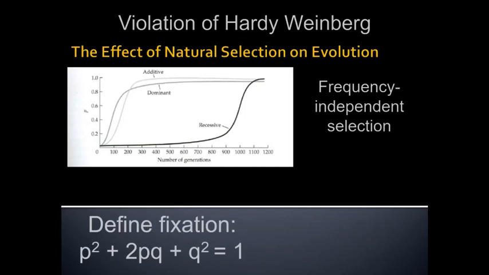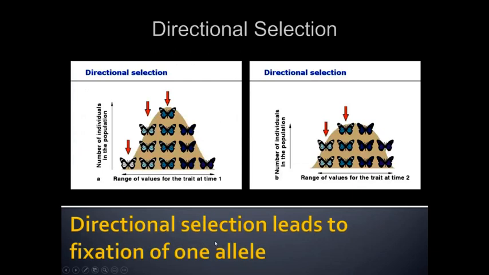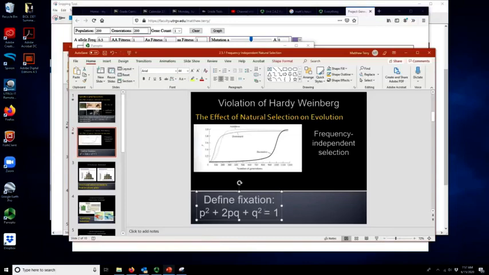But if we lose one of the alleles, meaning the p-value, let's say, goes to 1, the q value goes to 0, right? So suddenly 2pq becomes 0, q squared becomes 0. And so the Hardy-Weinberg equilibrium, once you've reached fixation, is easy. Right? It's simply p squared equals 1. And p is the value of 1, 1 squared is 1, and that's simple.